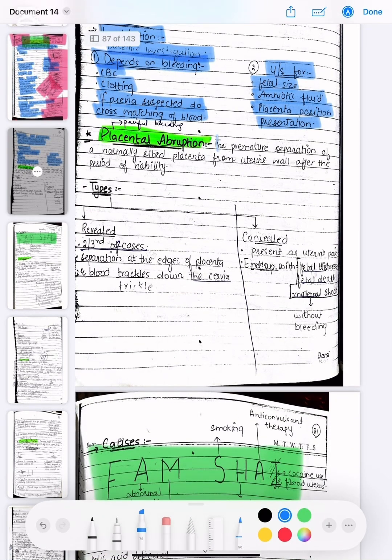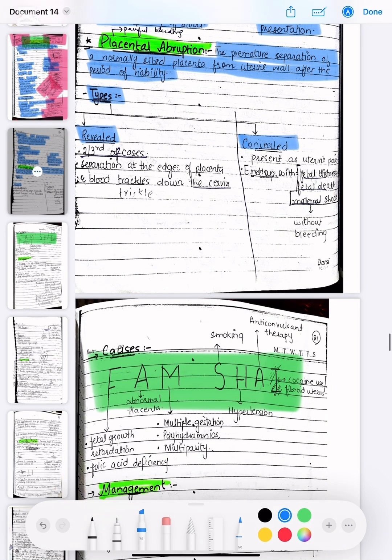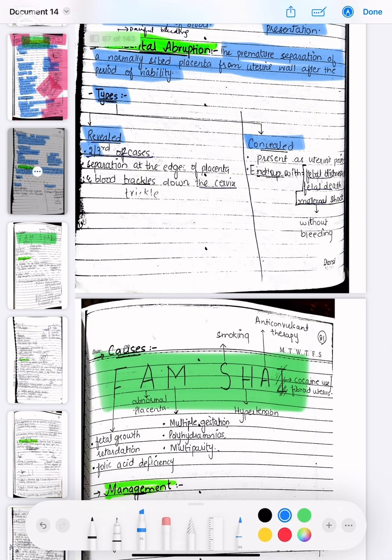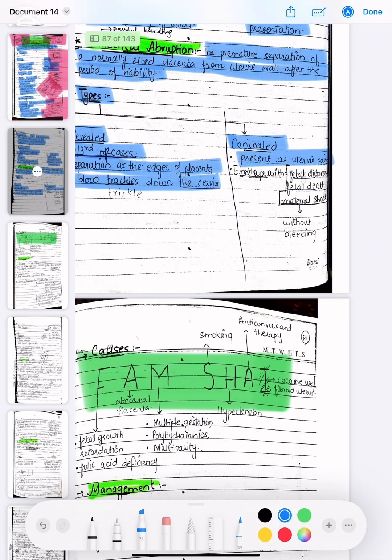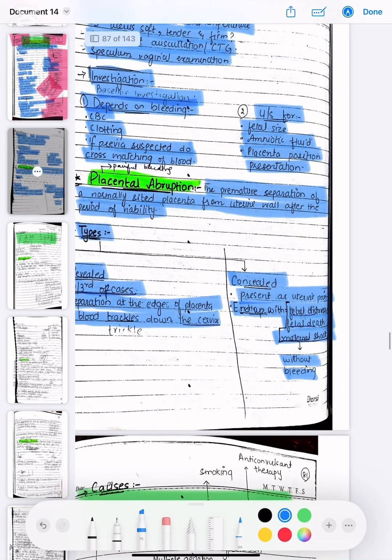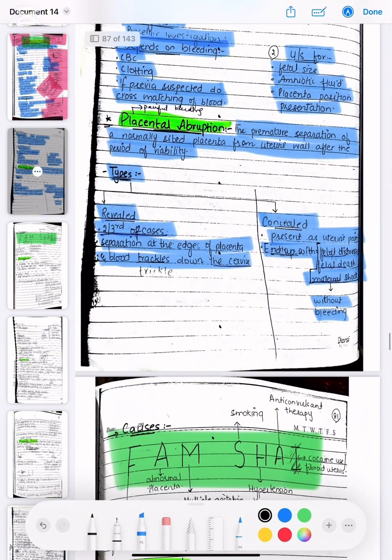Now placental abruption: the premature separation of a normally sited placenta from the uterine wall after the period of viability is placental abruption, and we have the types, which are revealed and concealed. The revealed type of placental abruption accounts for 2 by 3rd of the cases, that is separation at the edge of the placenta and blood trickles down the cervix, and the concealed type presents as uterine pain and ends up with fetal distress, fetal death, maternal shock and without bleeding. Okay, so these are the placental abruption types, revealed and concealed.